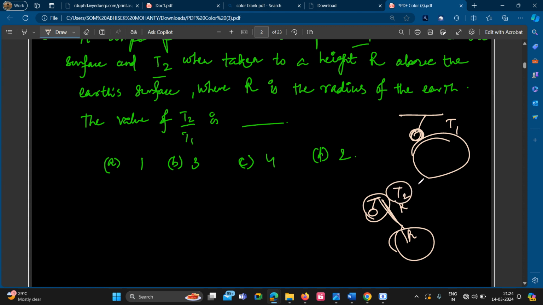Because the time period will change as we go up. So what will be the ratio of T2 by T1? That is the question. Here R is the radius of the Earth, and we have taken the pendulum exactly to a height which is also the radius of Earth. Okay, so please try. You have 2 minutes. You can pause the video.